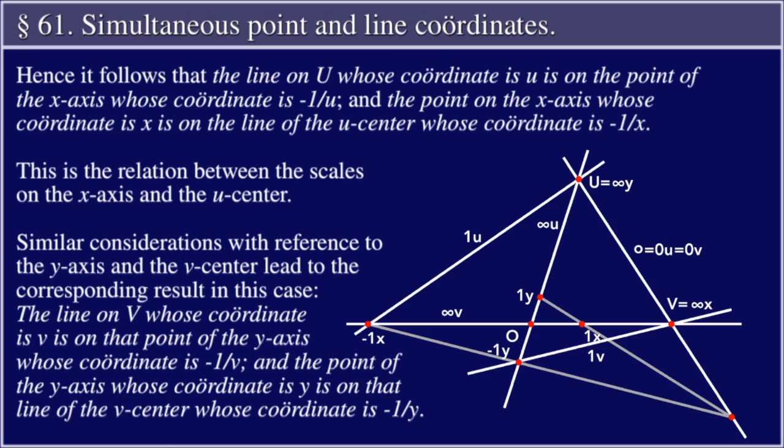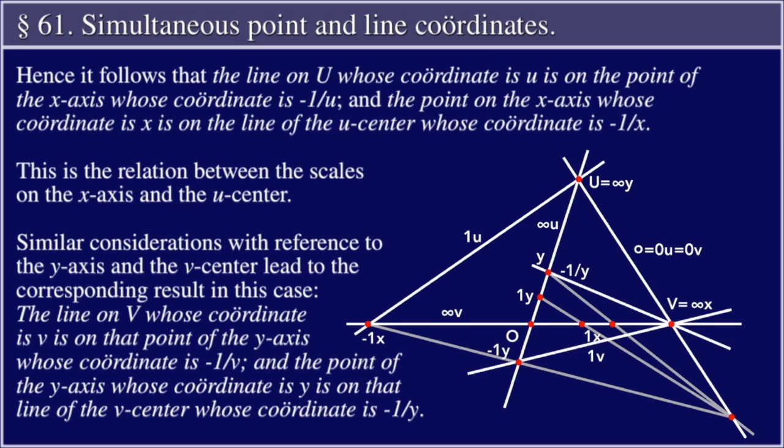Hence it follows that the line on U, whose coordinate is u, is on the point of the x-axis whose coordinate is -1 divided by u, and the point on the x-axis whose coordinate is x is on the line of the U center whose coordinate is -1 divided by x. This is the relation between the scales on the x-axis and the U center. Similar considerations with reference to the y-axis and the V center lead to the corresponding result in this case.